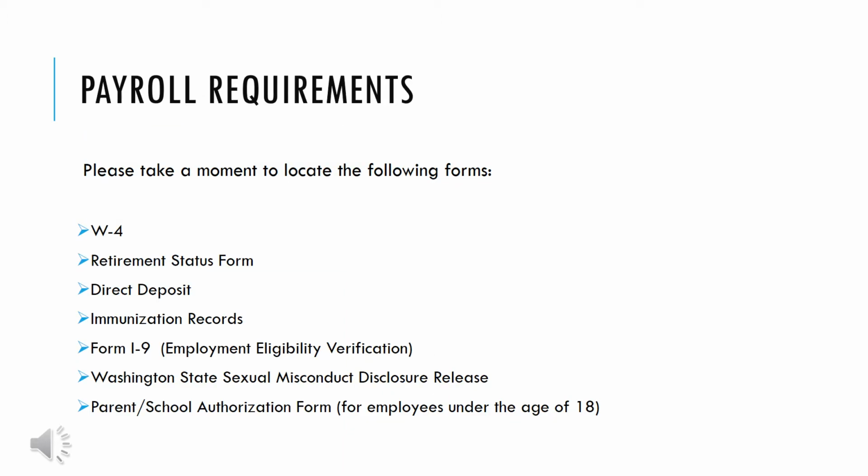Next, let's talk about some of those forms that were sent to you in the email. I'll walk you through some of the forms and what's required on each one. Please take a moment to locate your W-4, retirement status form, direct deposit, immunization records, Form I-9, Washington State Sexual Misconduct Disclosure Release Form, and Parent School Authorization Form.